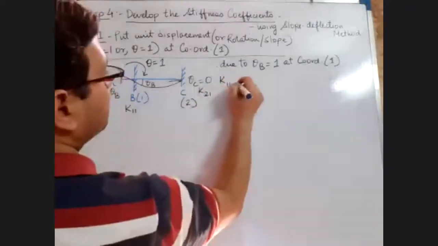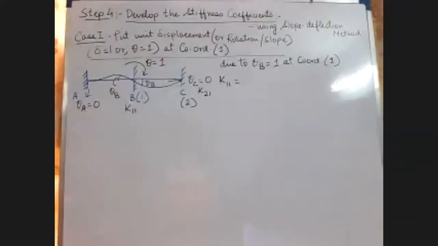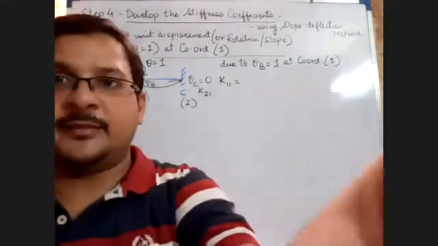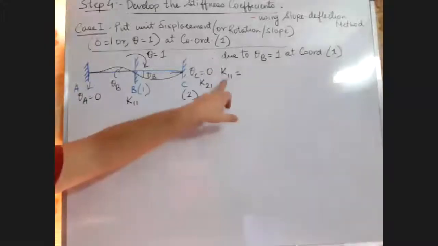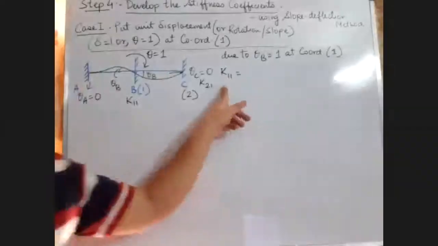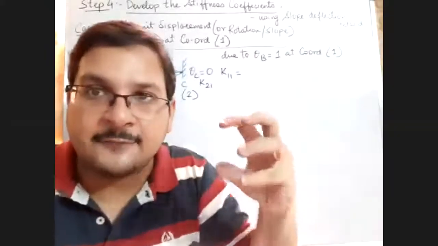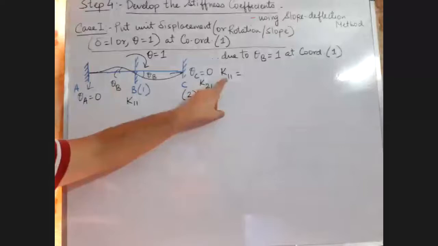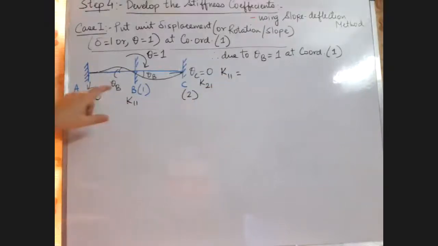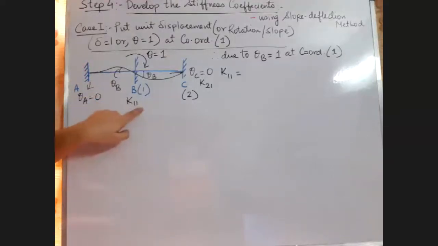So K11. I told you, just like in the flexibility method, here we will find out the stiffness matrix elements. Okay, stiffness matrix element K11. So K11 is what? Talk with me. K11 is the force required at position 1 due to unit displacement at 1. How much am I putting here? Unit rotation at position 1. And with respect to this, what is my force required?